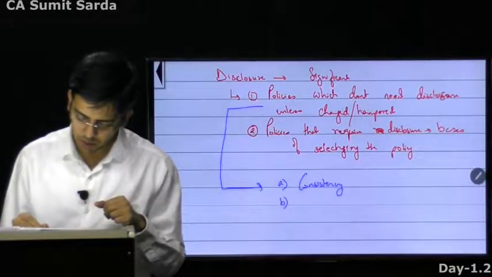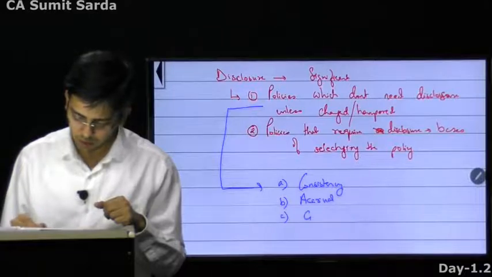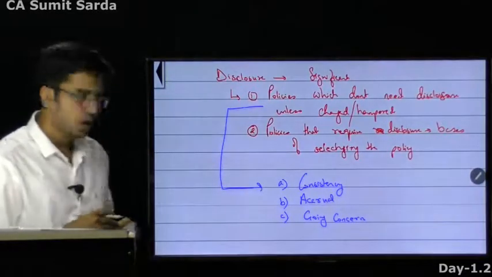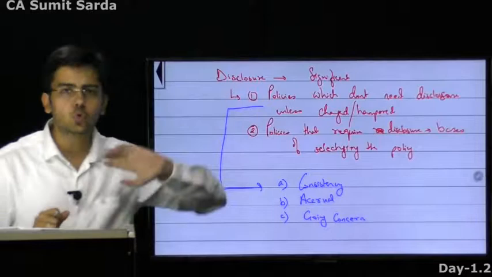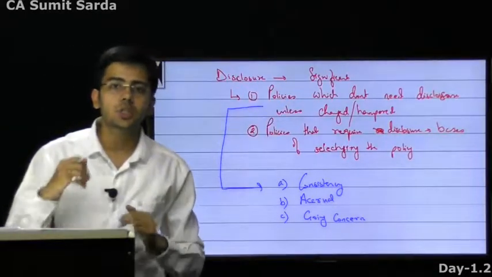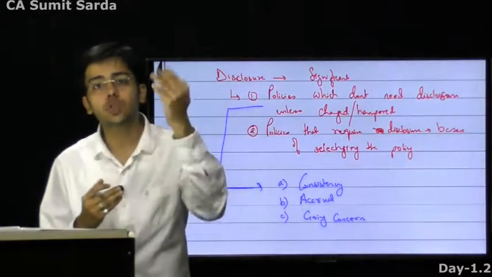Okay, the second aspect is accrual, and the third aspect is going concern. So look at it one by one. Consistency: the accounting policies that you used to follow in the past are the accounting policies we are going to continue to use in future.